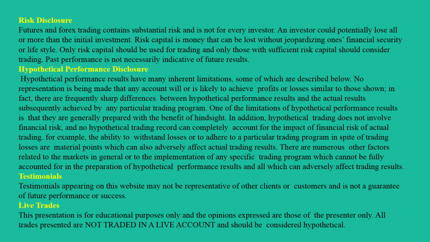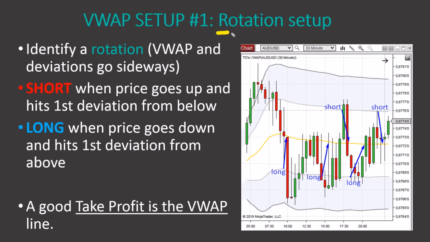VWAP setup number 1. It has a very original name, rotation setup, and it's called a rotation setup because I use it when there is a rotation. So the first thing with this setup is identify a rotation. As I said, you do that by looking at the first deviations. So you want to see deviations going sideways, first deviation. So this gray line, this is a first deviation, moves sideways. This one too. So this is a rotation, right? We identified a rotation.